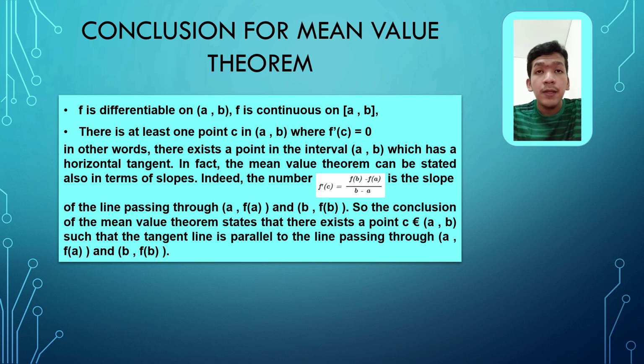In fact, the mean value theorem can be stated also in terms of slope. Indeed, the number given by this formula is the slope of the line passing through point A, f(a) and point B, f(b). So, the conclusion of the mean value theorem states that there exists a point c in the interval a, b such that the tangent line is parallel to the line passing through point A, f(a) and point B, f(b).